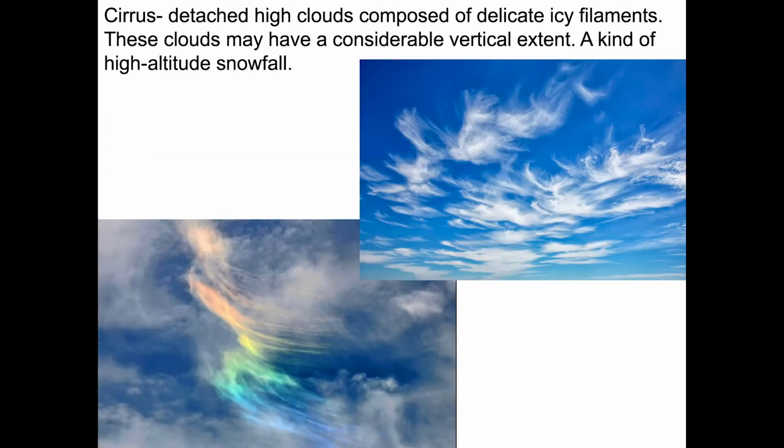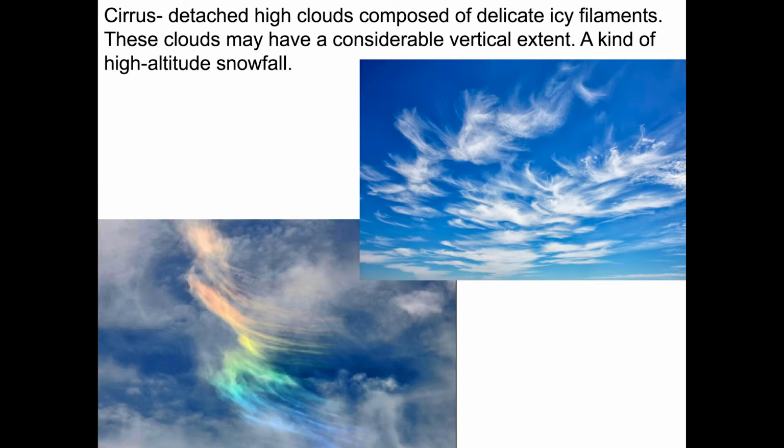Cirrus clouds are detached high clouds, so high in the atmosphere, composed of icy filaments. These are sometimes called mare's tails because they look like a mare's tail. These clouds can have a large vertical extent. You could think of them as a snowstorm that's happening high in the atmosphere. Wispy, lacy, filamentous ice crystal clouds. When the sun hits them just right, they can produce rainbows or what are called glories sometimes. You look down from an airplane, you can see the shadow of your plane on the cloud tops with a circular rainbow around.